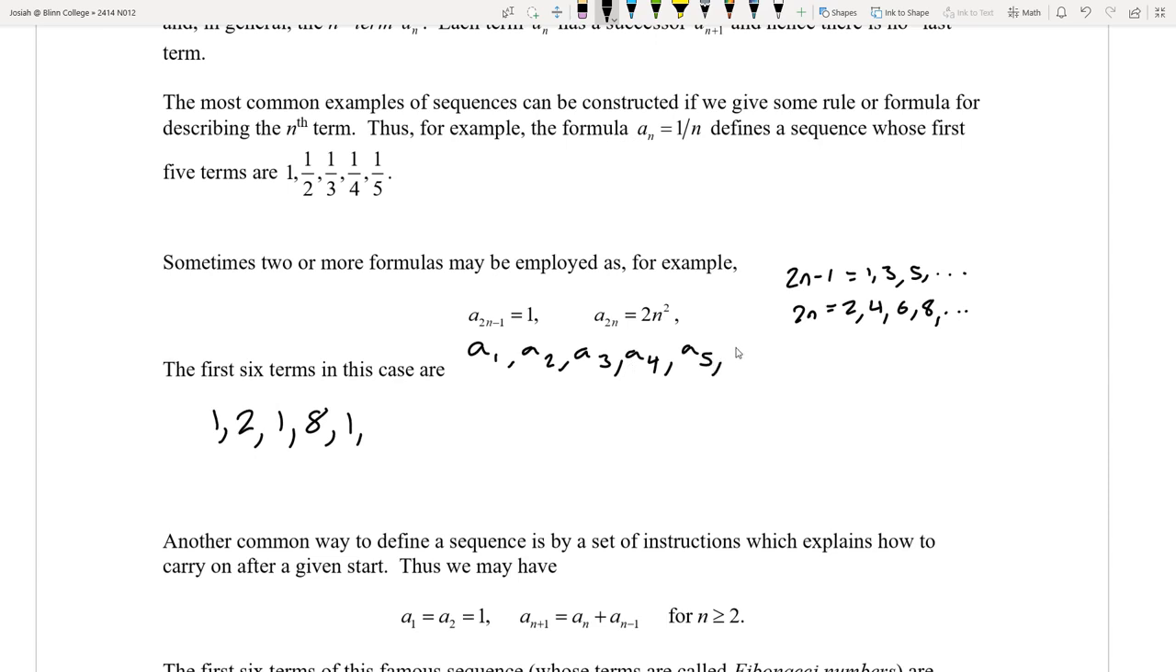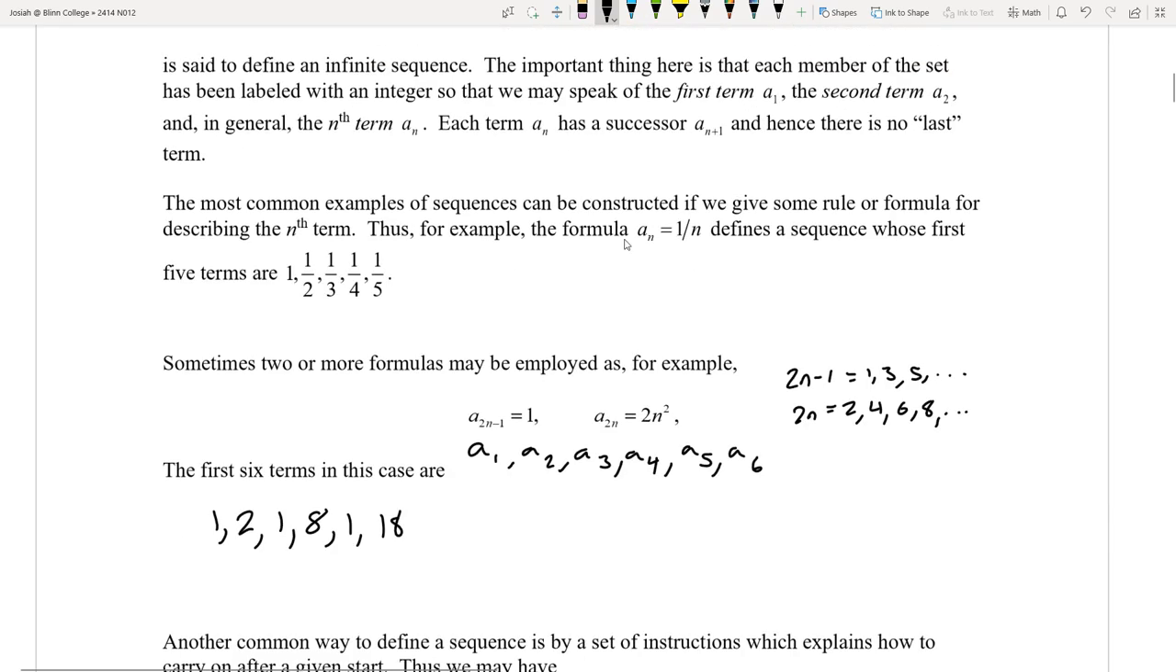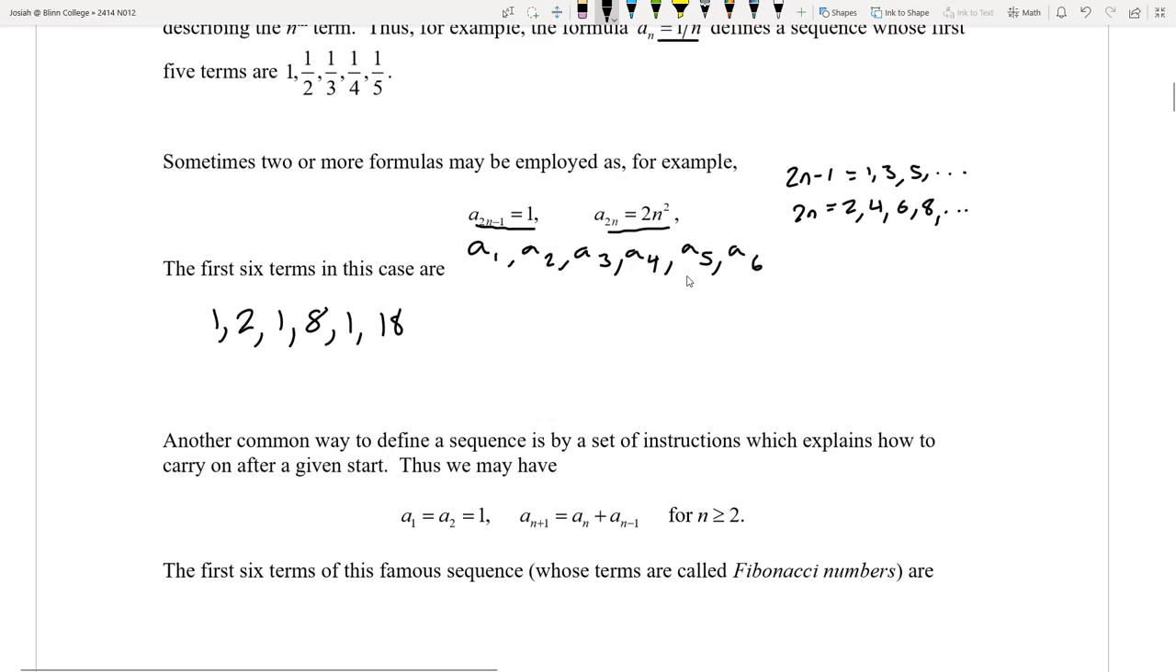And so for a sub 6, we plug in 3 for n. So we plug in 3 here. 3 squared is 9 times 2 is 18. So that would be the first 6 terms of this. And so we would keep switching back and forth. Always 1s for the odd terms. For the even terms, we plug in higher and higher numbers for n. So these are known as explicit formulas. There is some n you plug in and you get whatever term out.